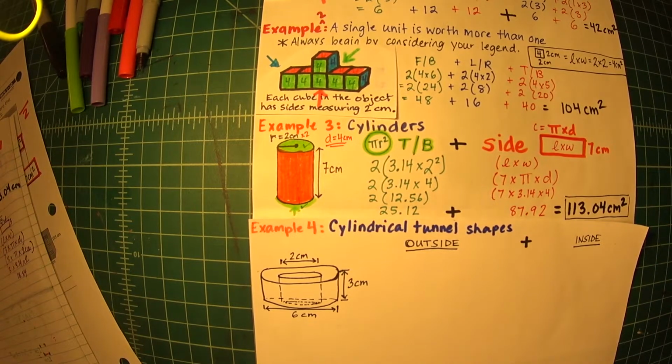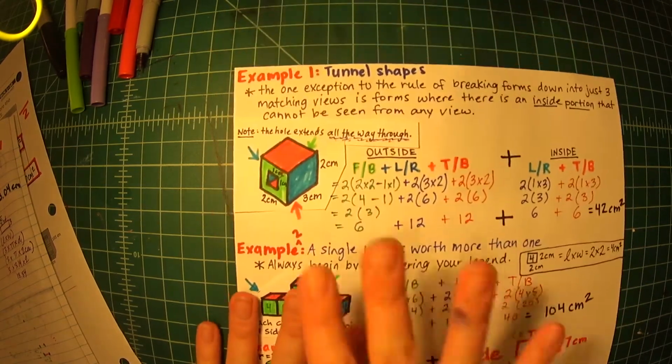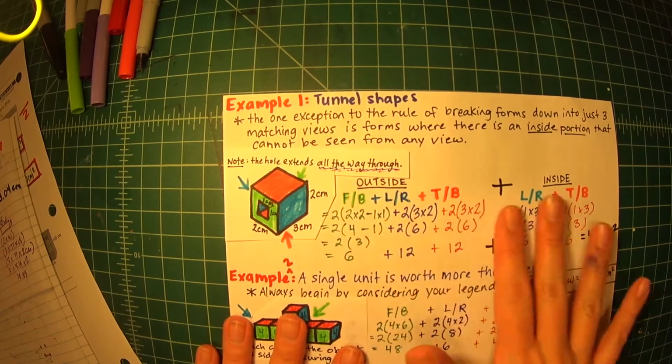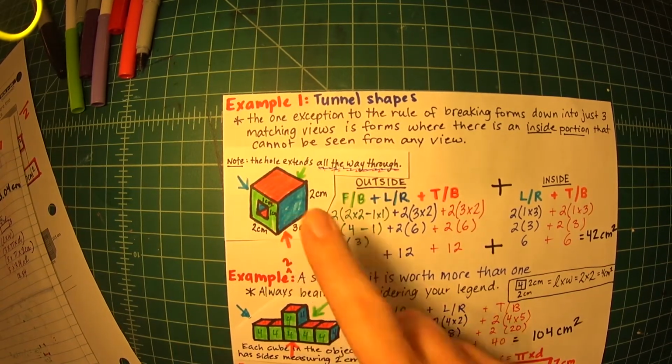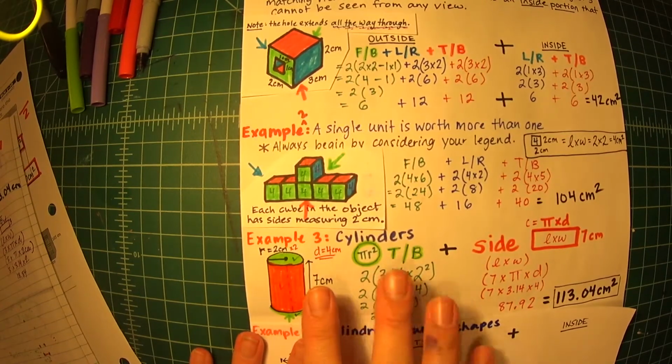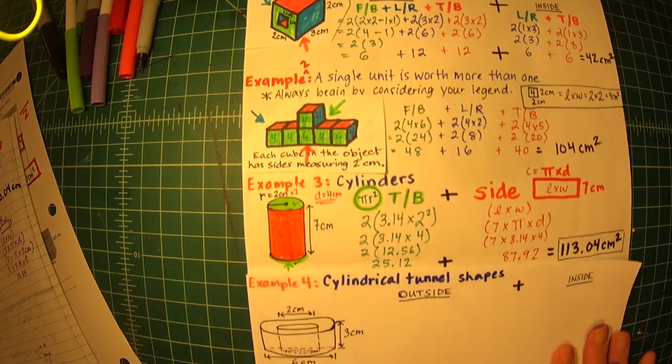In this video we're going to be talking about cylindrical tunnel shapes. In order to complete this, we're going to be drawing on some of the information that we already went through when we looked at tunnel shapes in rectangular prisms, but also what we looked at yesterday to do with calculating surface area of cylinders.